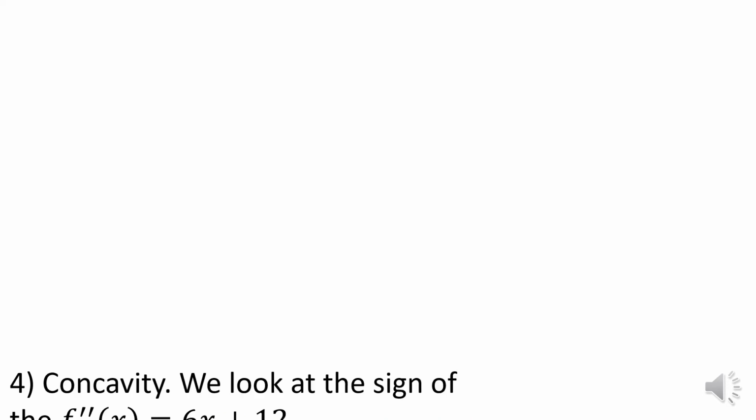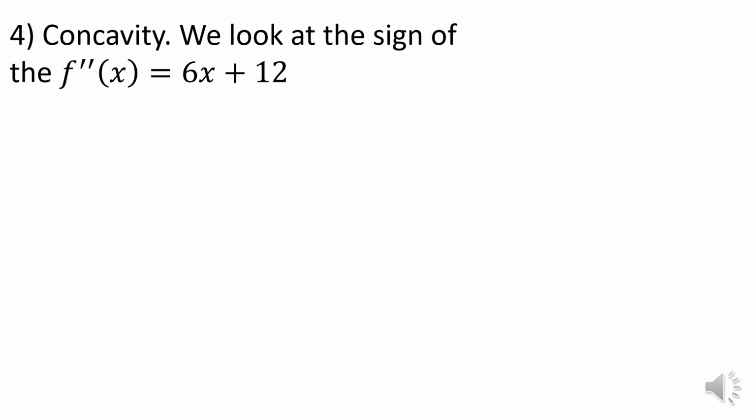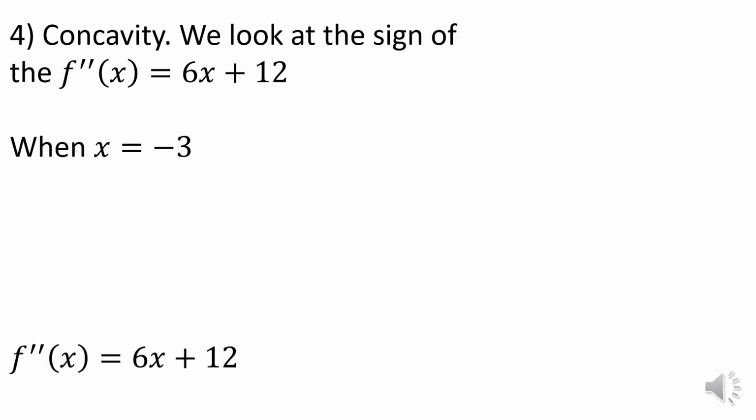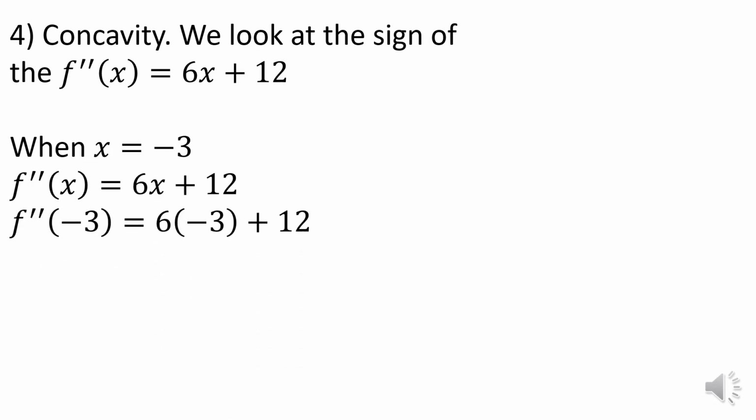Number 4, concavity. We look at the sign of the second derivative. So we have to derive the first derivative in order for us to get the second derivative. And that equation is therefore equal to 6x plus 12. When x is equal to minus 3, the second derivative of minus 3 is equal to 6 times minus 3 plus 12, and the second derivative of minus 3 is equal to minus 6.